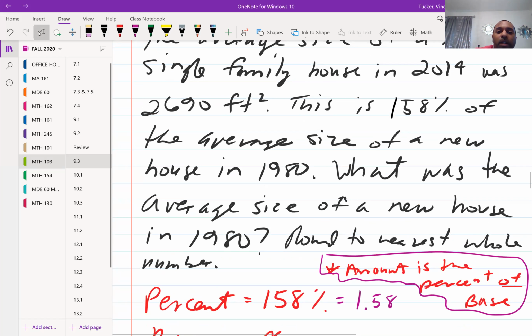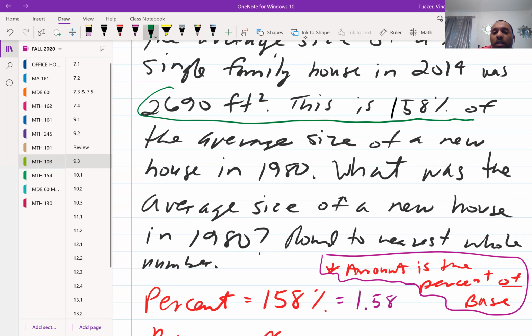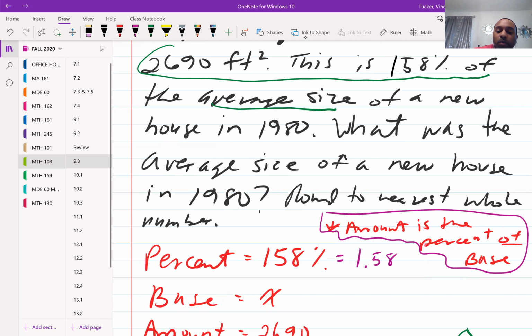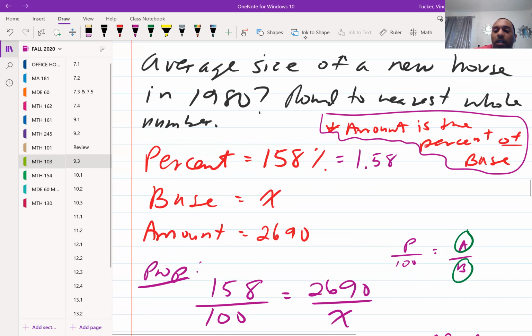So what I mean by that is, I have 2690 is 158% of the average size. The average size is what we want to look for. So when you're talking about the percentage of, what comes after that is your base. That's why I said in this statement right here, the amount is the percent of the base. So when you start talking about setting it up, remember I said your amount goes over the base. So that means our amount is 2690. Base is our X. And your percentage is always set over 100.